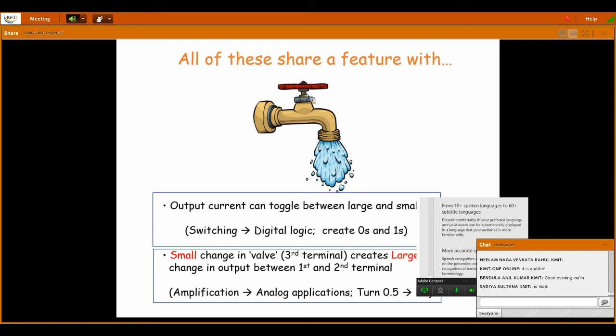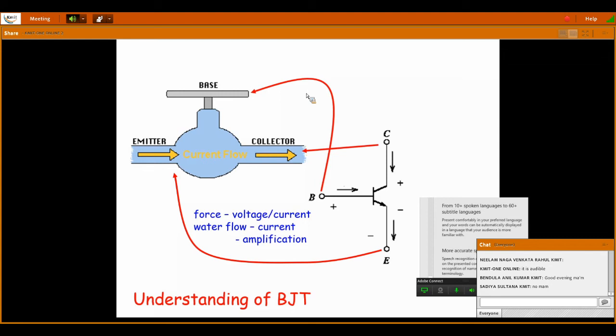Now let me move to the actual concept. This is the analogy we have just given. The valve is the control element, which in the transistor is the base, the inlet is the emitter terminal, and the outlet, the tap, is the collector terminal. Now, applying a proper amount of voltage between the base and emitter can give the required flow of current from the collector terminal.